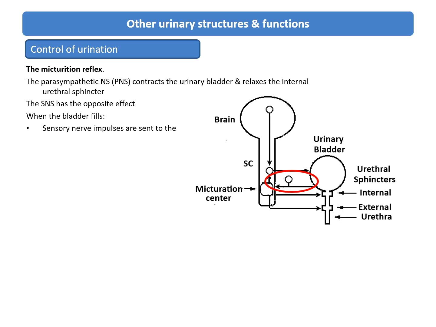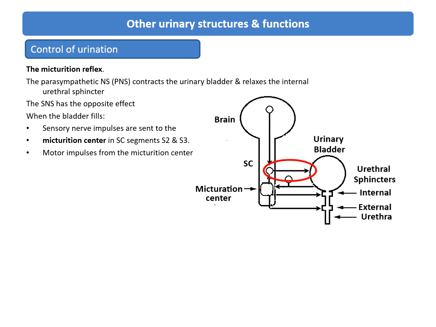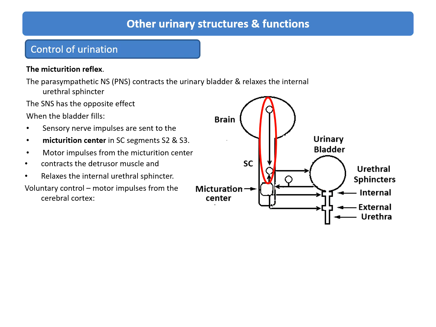When the bladder fills, sensory nerve impulses are sent to a center in the lower part of the spinal cord, down in segments S2 and S3, called the micturition center. Motor impulses from the micturition center then stimulate the muscle of the bladder, the detrusor muscle, to contract. It also relaxes the internal urethral sphincter.